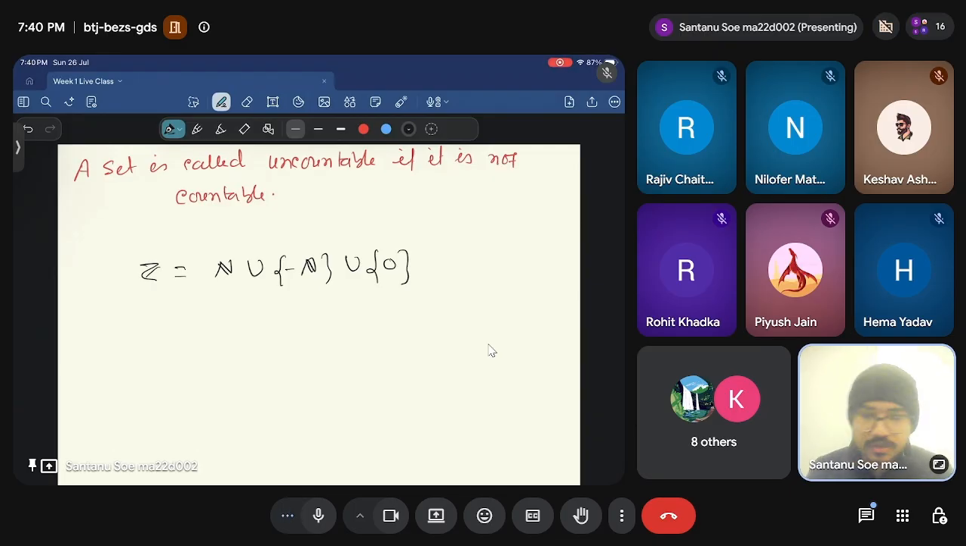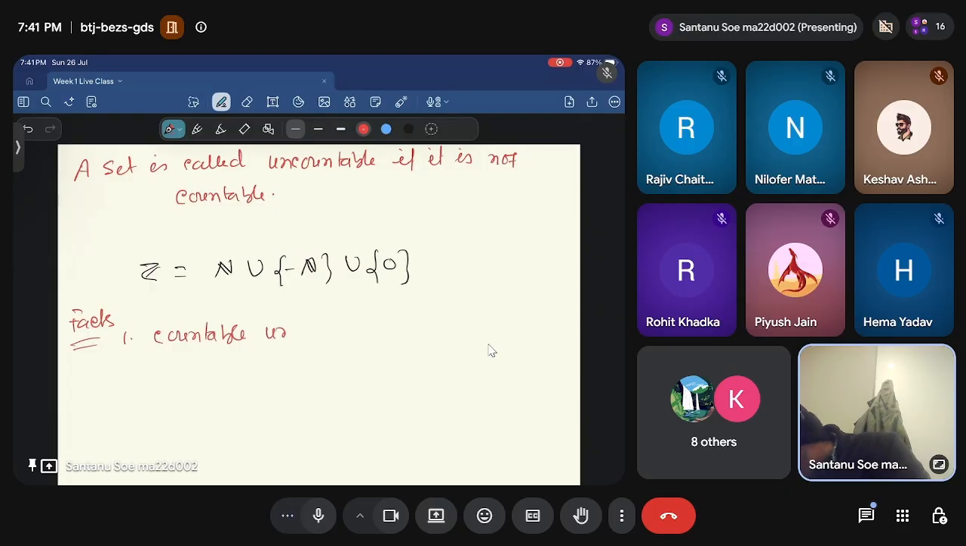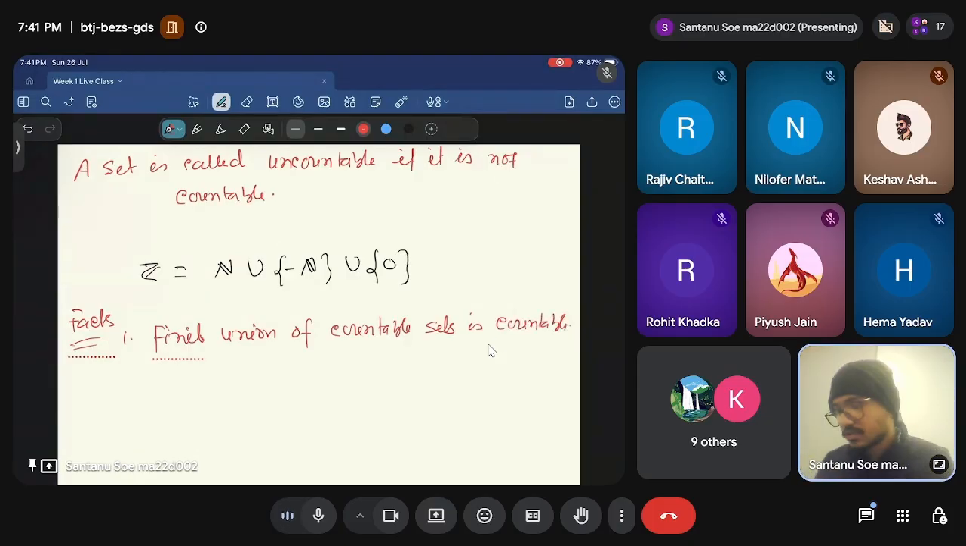Similarly, you can show the negative of the identity map, and then you can show that minus n is also countable because it is just multiplication with a number like -1. So since we know that a countable union of countable sets is countable, from here we can say that the union of three countable sets is also countable. So the first fact we know is that a finite union of countable sets is countable, right? Since there are only three sets which are countable, that means Z is countable.